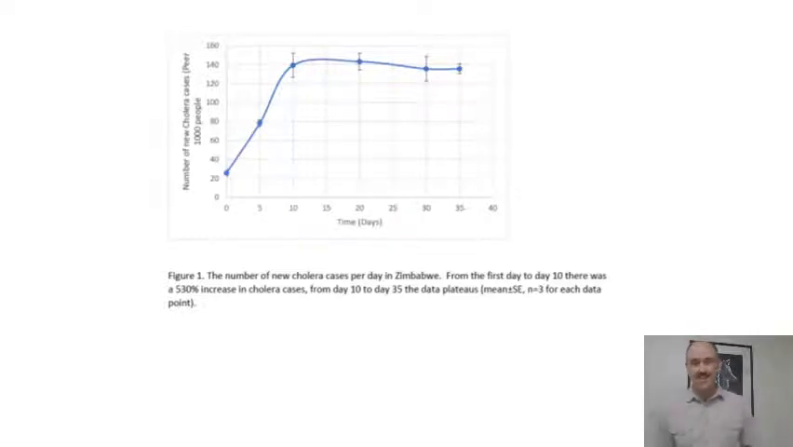So from day 10 to day 35, let's start over. From the first day to day 10, there's a 530% increase in cholera cases. From day 10 to day 35, the data plateaus. That's when it levels off. And then before the period, I have in parentheses mean plus and minus SE, n equals 3 for each data point, period. So I have sample size listed. I let the reader know that these dots are averages and that these are standard error bars. Okay, so there's an example of this assignment properly completed. You can compare that to what you've turned in.